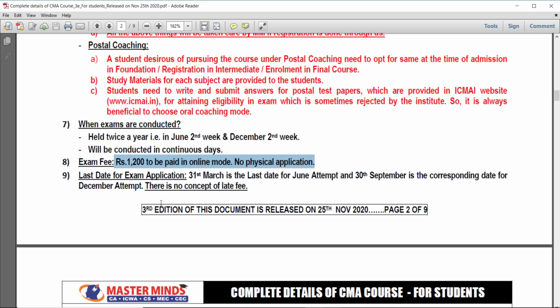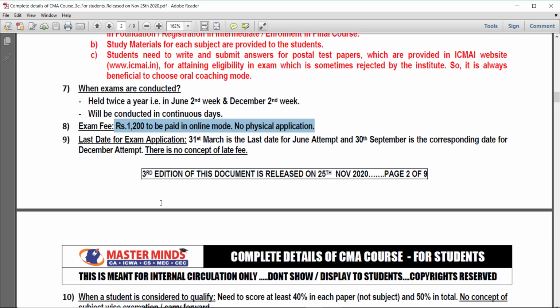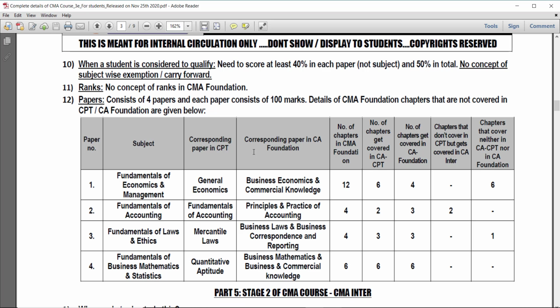Which will be usually around 1 or 1.5 months prior to the month of examination, prior to the commencement of examinations. So that is what I am saying here. Last date for examination: 31st March is the last date for June attempt, and 30th September is the last date for December attempt. So when a student is considered to qualify the CMA foundation course, he has to score at least 40% in each paper, and 50% in aggregate total.